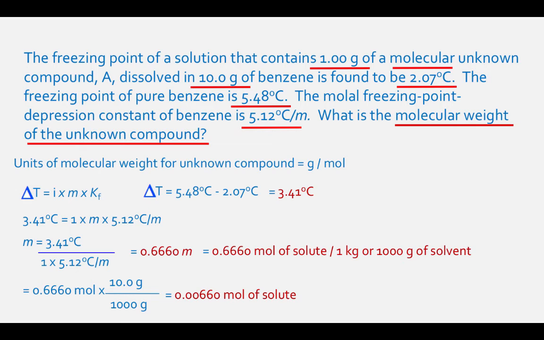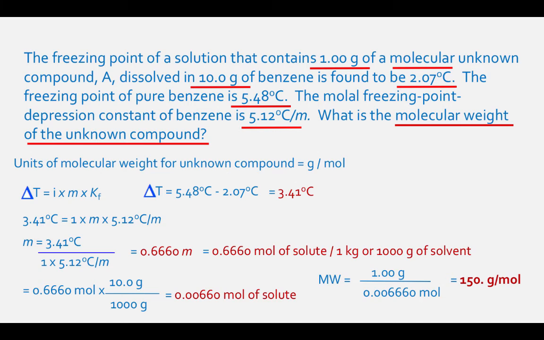0.006660 moles of solute. Since we know we have 1.00 grams of solute, now divide this by the number of moles. 1.00 grams divided by 0.006660 moles equals 150 grams per mole rounded to 3 significant figures.